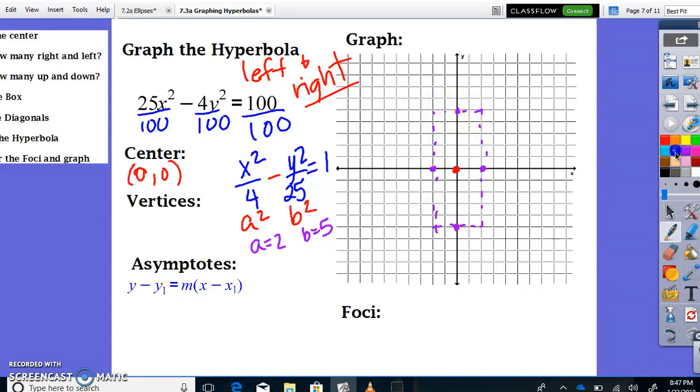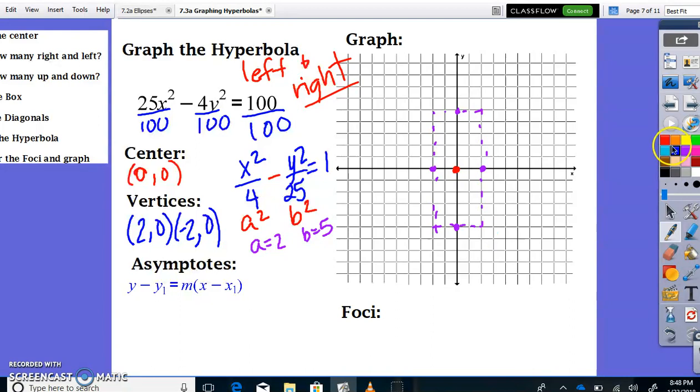graph. Since this one opens left and right, the vertices will be the 2, 0 and negative 2, 0. If this one opened up and down, the y coordinates would be my vertices instead of the x coordinates. That would be the main difference.